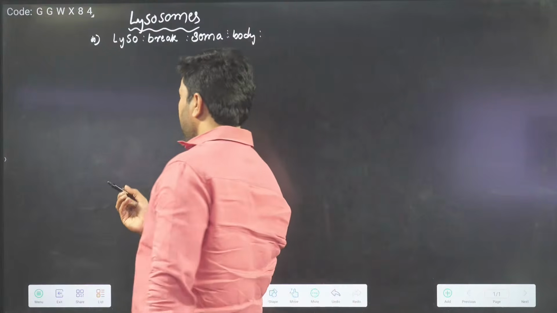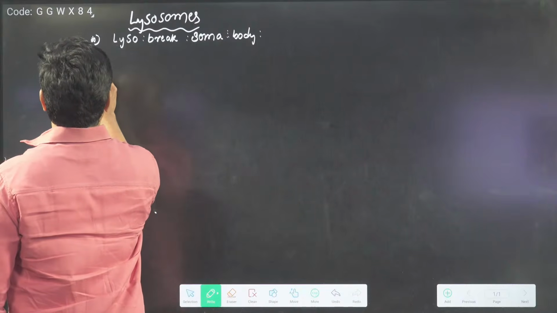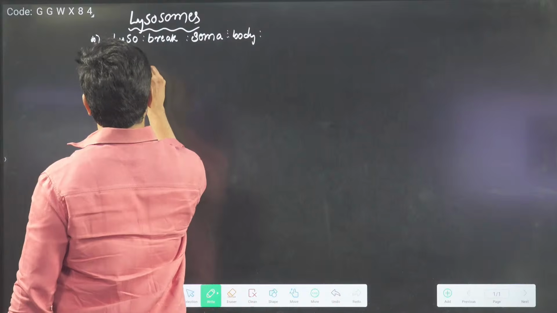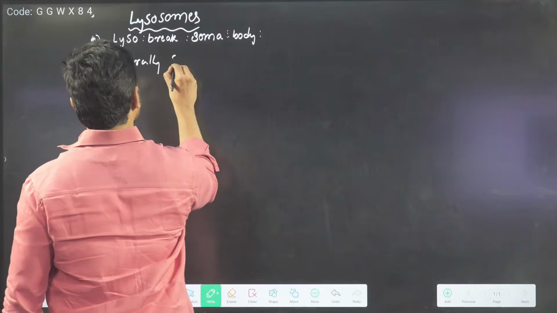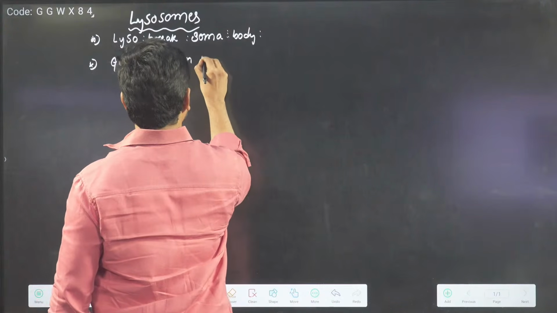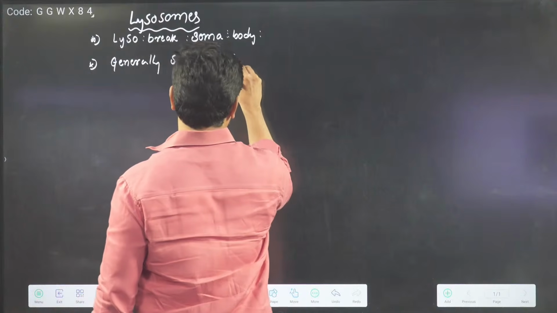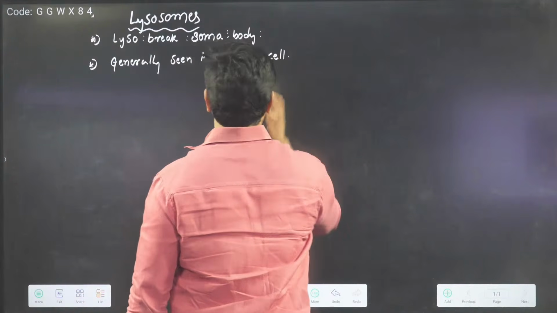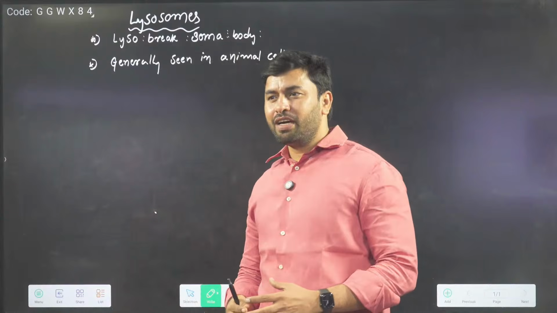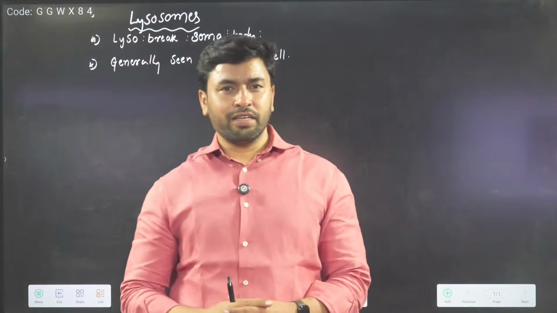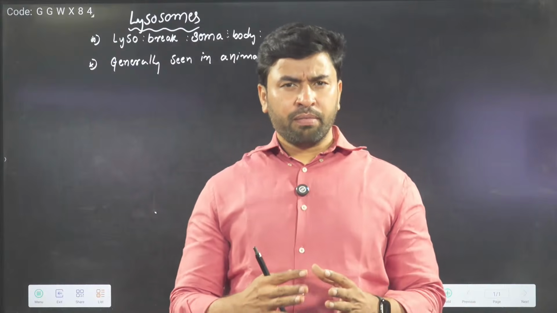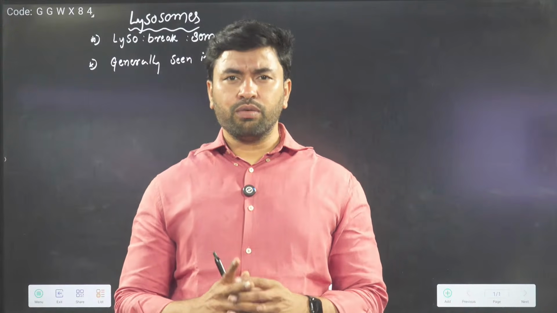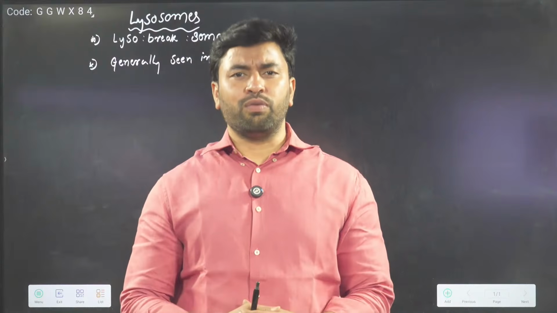Then let us see where we see lysosomes. Generally they are seen in animal cells. Very important. Generally they are seen in animal cells. We don't often see lysosomes in plant cells. Plant cells do not have that much requirement for lysosomes because they have a thick protective covering called the cell wall.